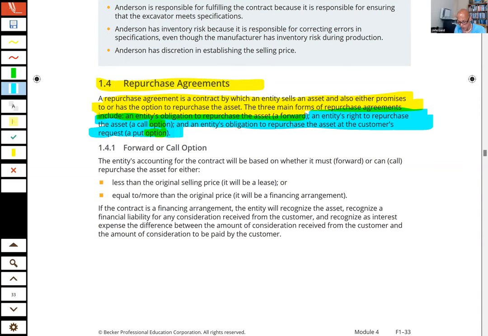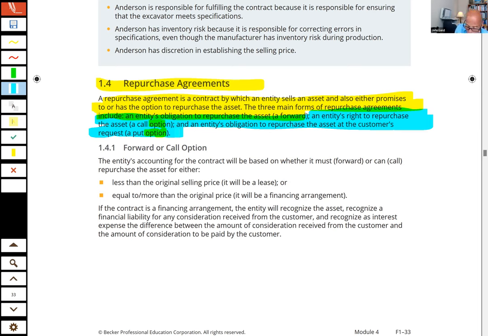So I'm looking at it a little differently. They're calling it three situations. I'm calling it two. A forward, I must repurchase it. An option, I have the option of repurchasing. I may repurchase it. And options fall into two categories, call or put.